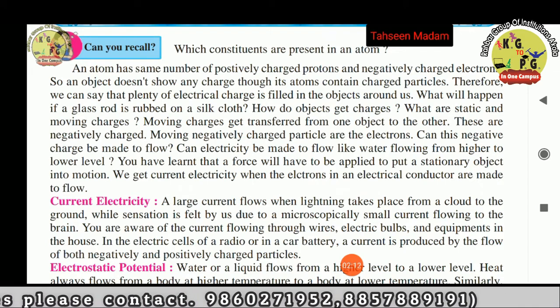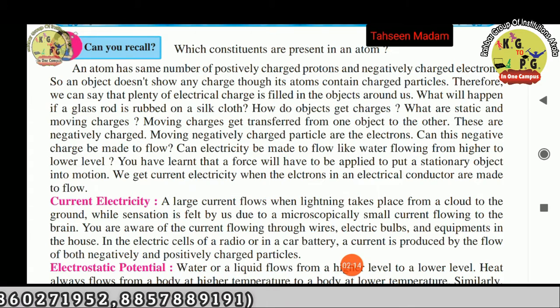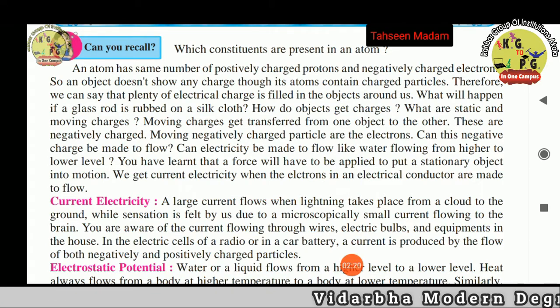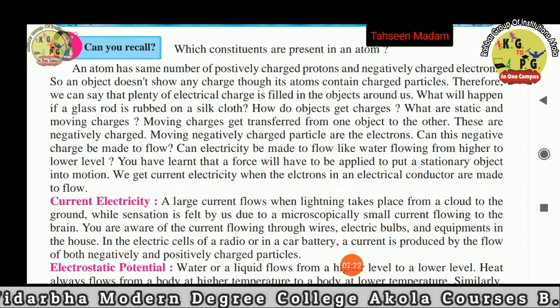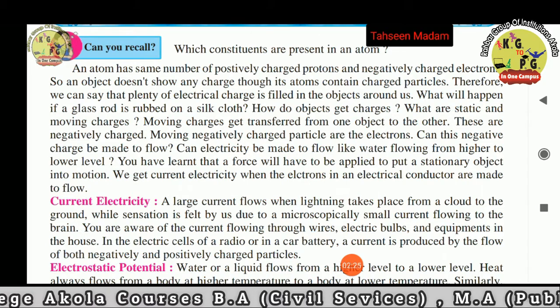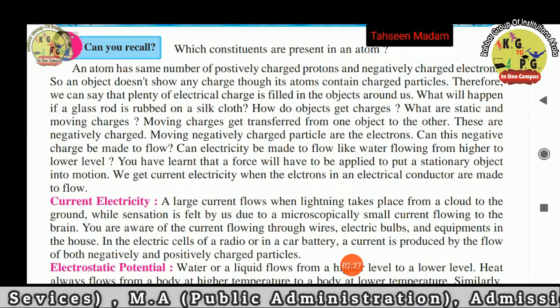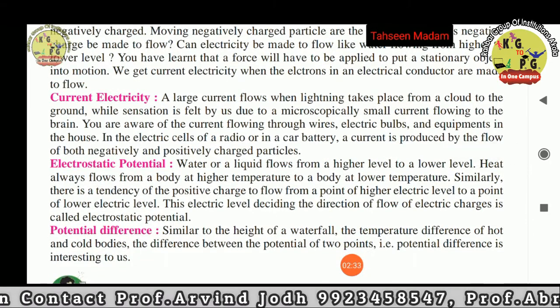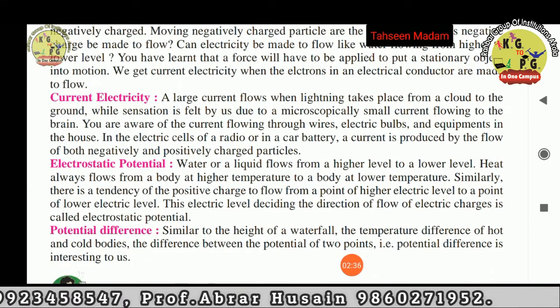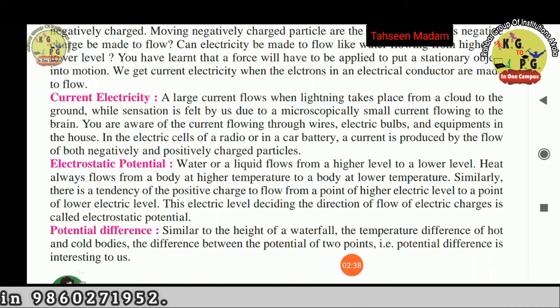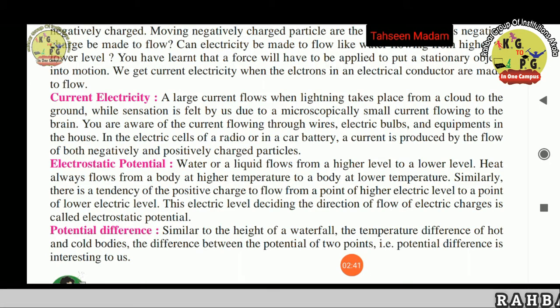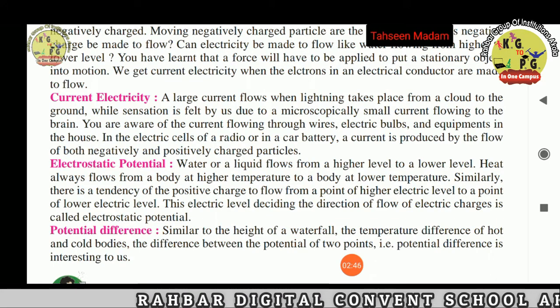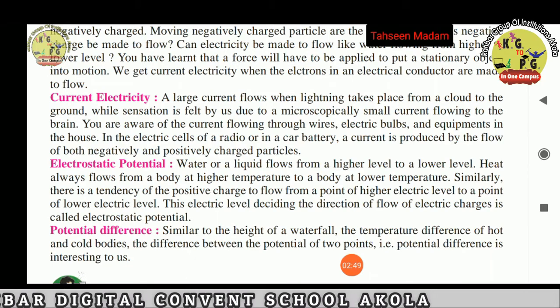You have learned that a force will have to be applied to put a stationary object into motion. We get current electricity when the electrons in an electrical conductor are made to flow. Next, current electricity. A large current flows when lightning takes place from a cloud to the ground, while the sensation we feel is due to a microscopically small current flowing to the brain.